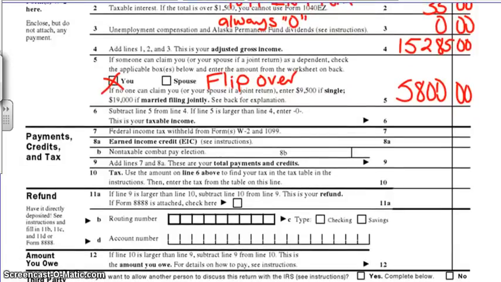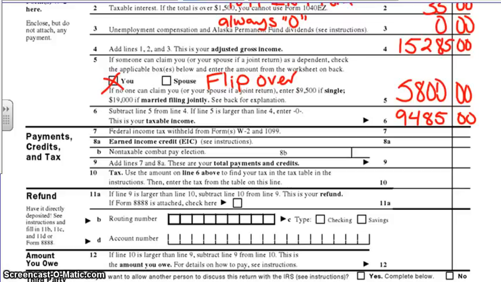Okay? Now, line 6, this is where you're going to possibly have to use a calculator. And you're always going to want to make sure you have a calculator until test time. Sharing is not caring here. Alright? So, line 6 says subtract line 5 from 4. Simply, we are subtracting $15,285 minus $5,800, and we get a total of $9,485. Okay?